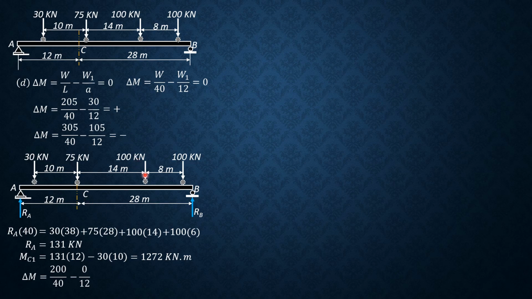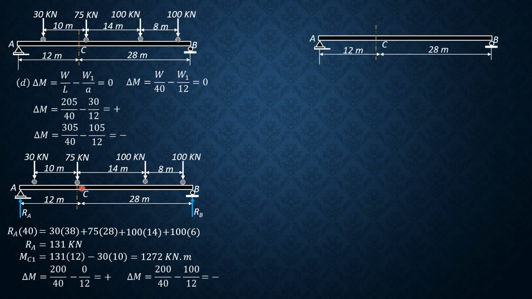This is when the 100 kilonewton load is just to the right of C, so there will be no W1. So that's why it begins with positive. When the 100 kilonewton load is just to the left of C, delta M is 200 over 40 minus 100 over 12. So that would be negative. Therefore, the preceding position, the 100 kilonewton load just to the right of C, gives maximum moment at C. Or simply, the 100 kilonewton load over C gives maximum moment at C.